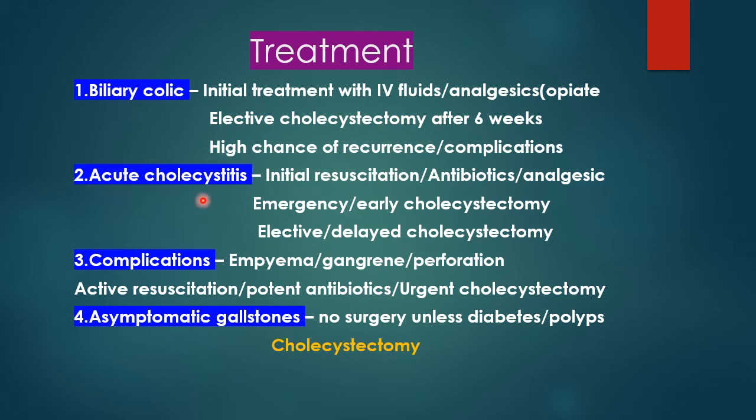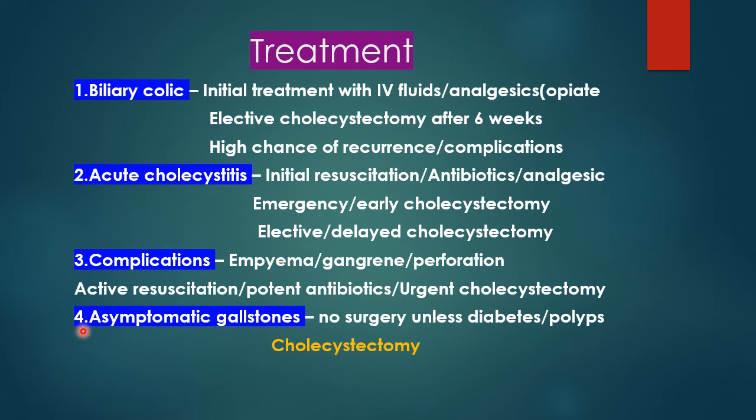Acute cholecystitis, initial resuscitation followed by antibiotics, and emergency cholecystectomy or early cholecystectomy if the patient does not improve. If it improves, then elective or delayed cholecystectomy 6 weeks later. For complications of acute cholecystitis, it is always emergency or urgent cholecystectomy. For empyema, gangrene, and perforation, first of all, the patient is actively resuscitated, potent antibiotics given intravenously, and urgent cholecystectomy done.